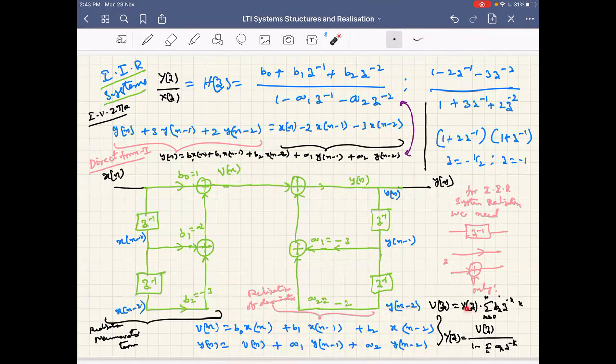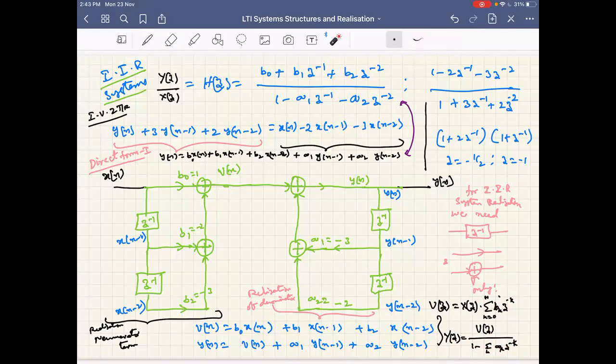And in the frequency domain, V of z is equal to X of z into sigma b k z power minus k. And similarly, Y of z is equal to V of z by 1 minus sigma a k z power minus k, which is exactly the denominator here. So we are realizing the numerator first and then the denominator for this structure, in the direct form 1 realization.